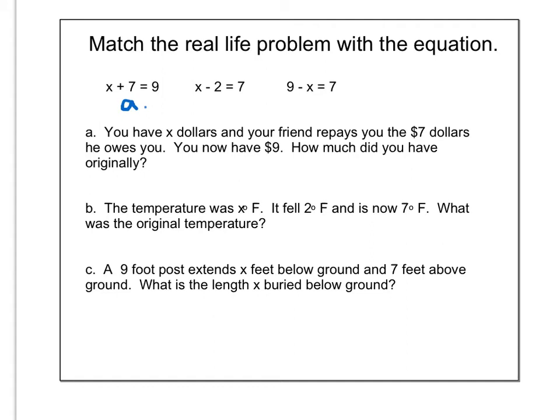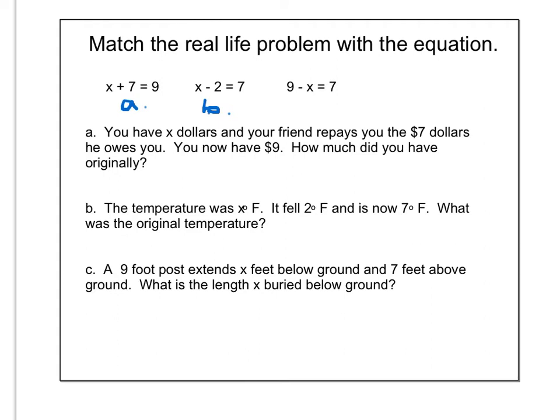Okay, part B. The temperature was X degrees. It fell 2 degrees and is now 7 degrees. What was the original temperature? Well, if it started at X and it fell 2, that means minus 2 equals 7. So B goes there.